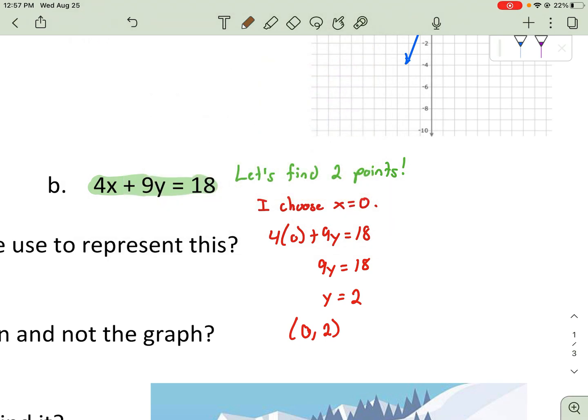And then let's do the same thing. Now I'm gonna let y equal 0. Again, I'm just choosing these numbers, but I'm choosing 0 because those are the easiest things. You can choose any 2 numbers for x and solve for your y's, any 2 numbers for y's and solve for your x's to get you 2 points. Once you know 2 points, you can just plot it. But if y equals 0, then we get 4x equals 18. Divide both sides by 4 to get x equals 18 over 4, which is the same as 4.5.